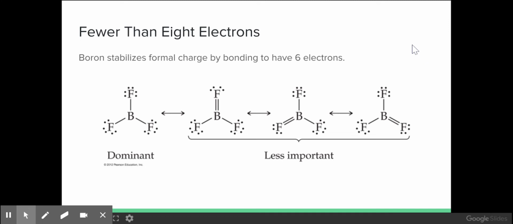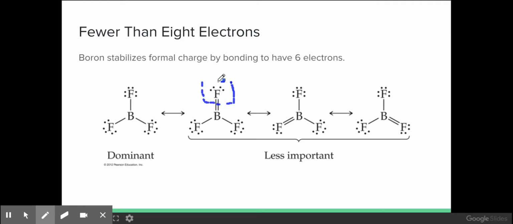Boron the moron. Poor boron. Boron is an element that achieves stability through only having 3 sets of electrons bonded to it. Boron is stable with 6 valence electrons. And you can actually determine why this is.